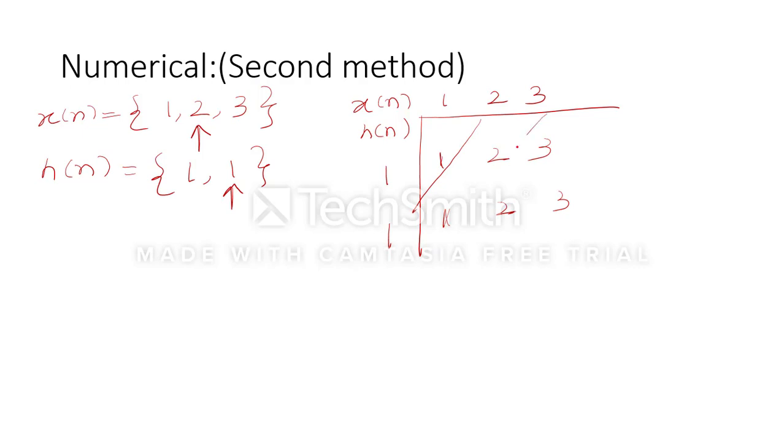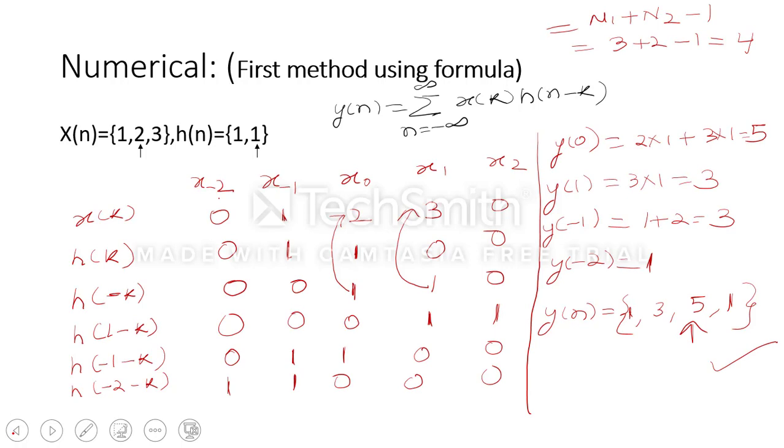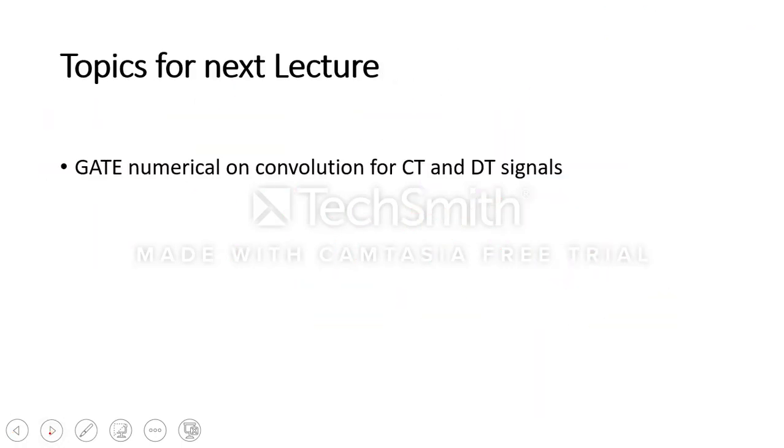Now we will draw diagonal lines and find y(n). Here the first sample will be 1, then 2 plus 1 is 3, then 2 plus 3 is 5, and the last sample is 3. Now the question comes where the arrow will come. Always remember that in these two signals the 0 sample is over here. Before that, how many samples are present? 1 and 2. So after 2 samples the arrow will come. So this is our 0 position. We can check that this answer is the same as the earlier answer. So whatever method we use, the answer will remain the same.